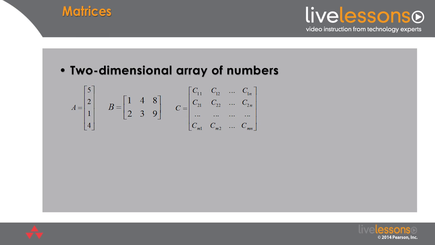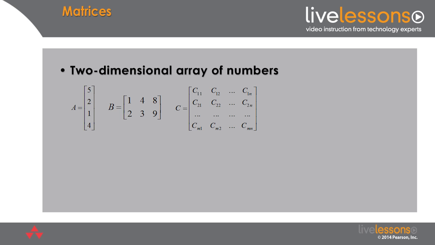An m by n matrix is a two-dimensional array of numbers with m rows and n columns. A 4 by 1 matrix, for example, has 4 rows and 1 column. And the matrix B that you see here is a 2 by 3 matrix, and it has 2 rows and 3 columns. Such matrices are notated as A, B, and C. And note that the matrix C depicts the subscript notation for identifying a single element within the matrix.